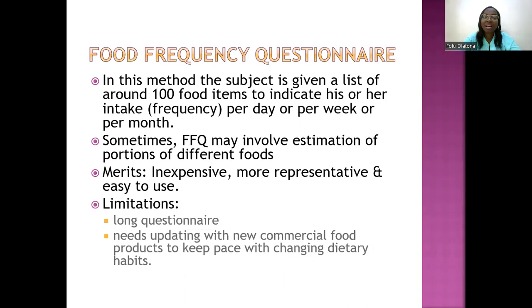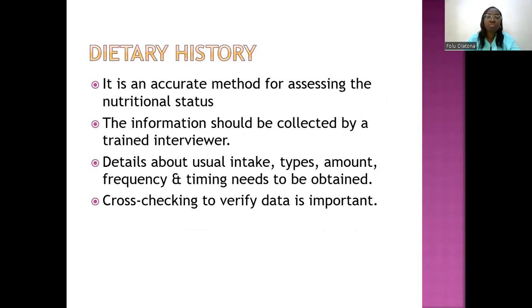The limitations are the length of the questionnaire and the need to update with new commercial food products to keep pace with changing dietary habits. So you remember Mr. Adebekun ate golden morn, and that did not exist in Nigeria several years ago. So if you look at the food frequency questionnaire that was used for nutritional survey in Nigeria several years ago, you are not going to see golden morn there. And you might not even see Indomie there. So there is a need to update the FFQ from time to time so that it can capture new foods.